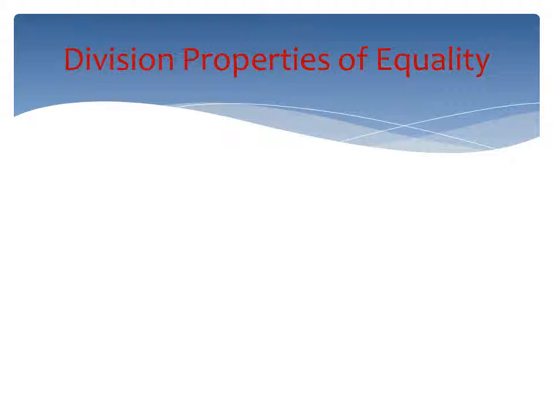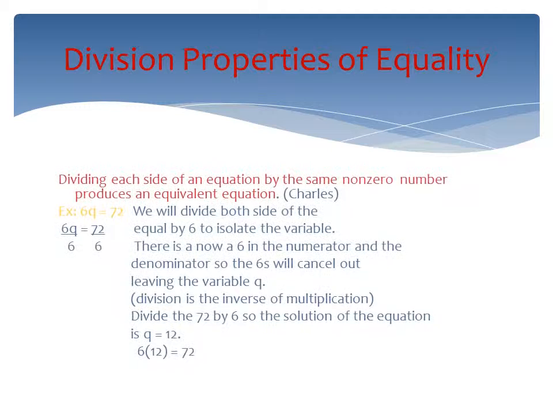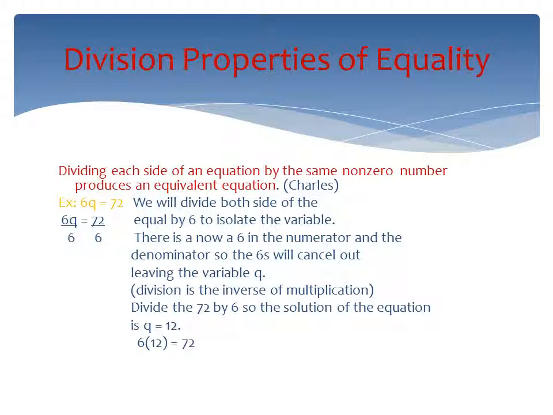Division properties of equality. Dividing each side of an equation by the same non-zero number produces an equivalent equation. Example: 6q is equal to 72. We will divide both sides of the equal sign by 6 to isolate the variable.